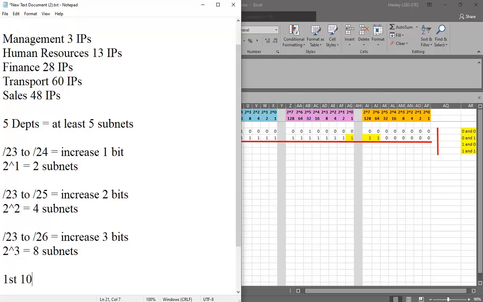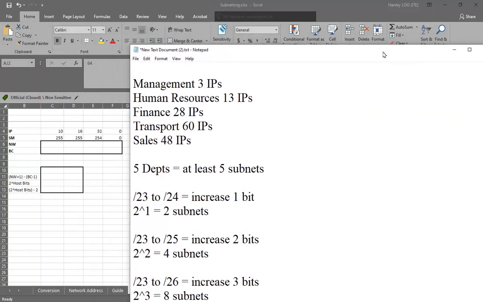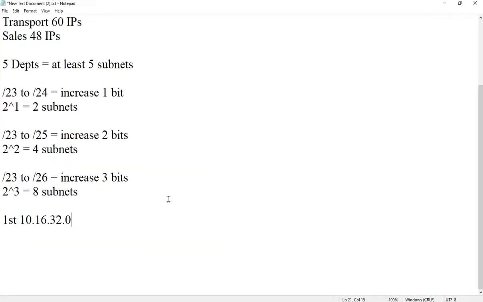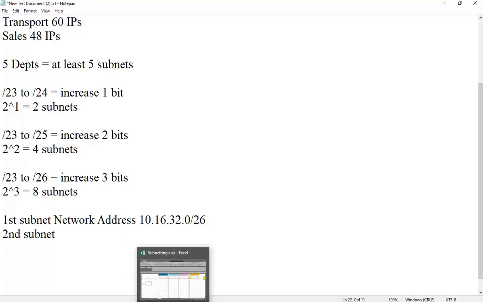We know that the original address, 10.16.32.0, will be the first address originally for /23. So I'm going to change it to /26. So the network address for the first subnet will be 10.16.32.0/26.